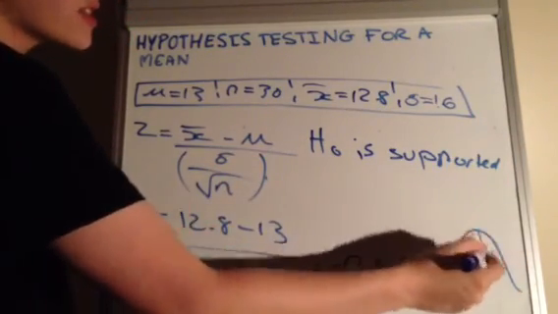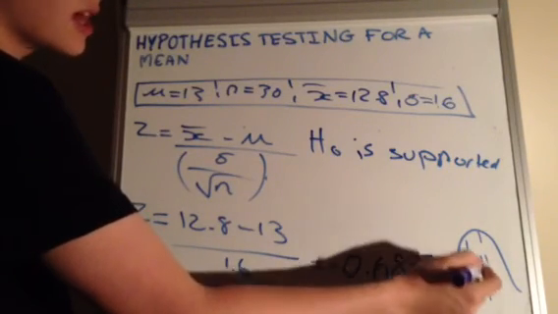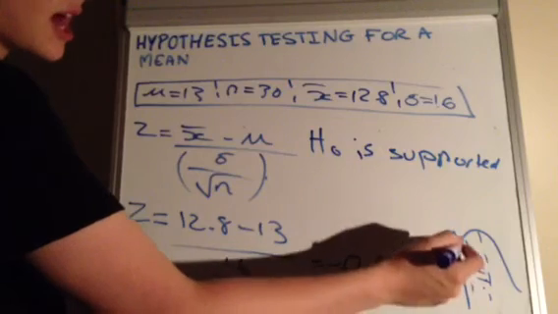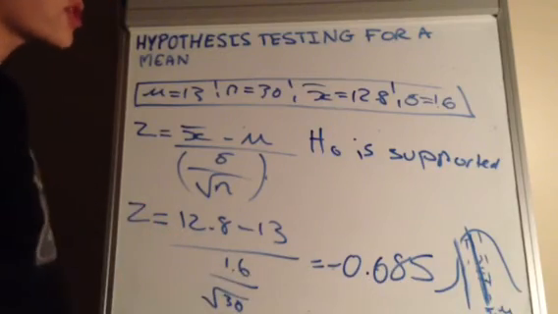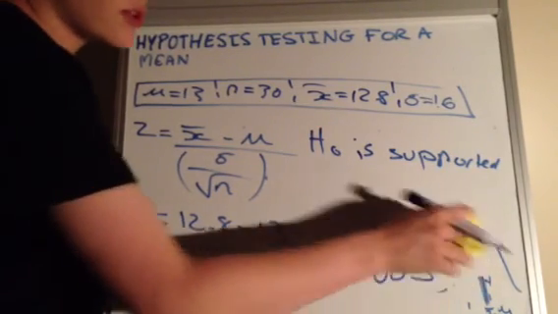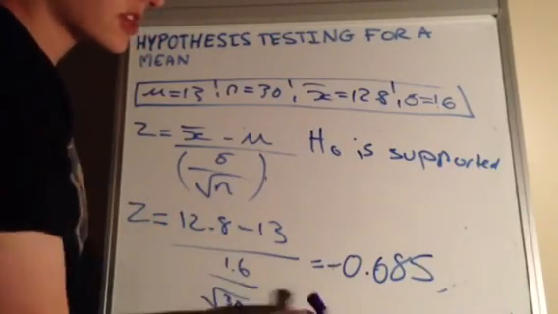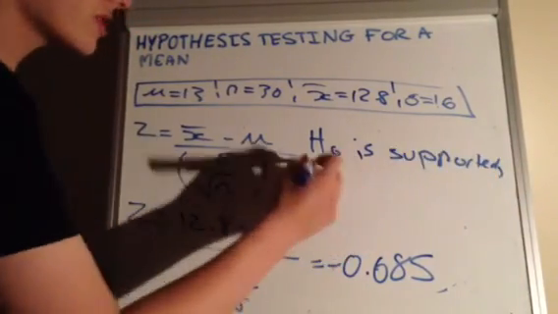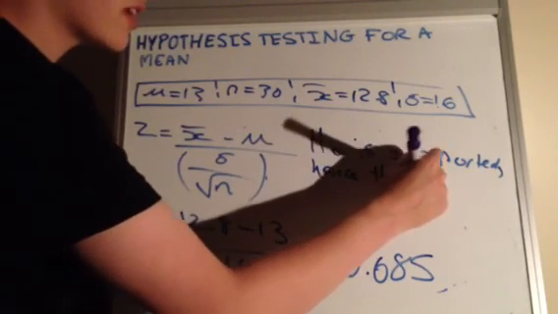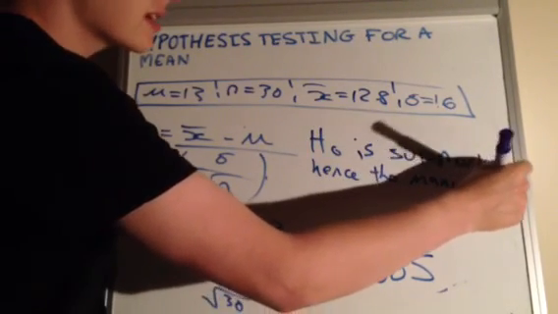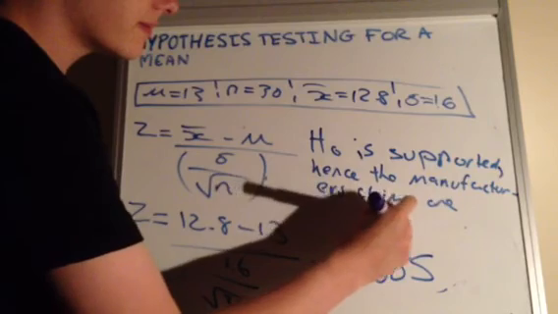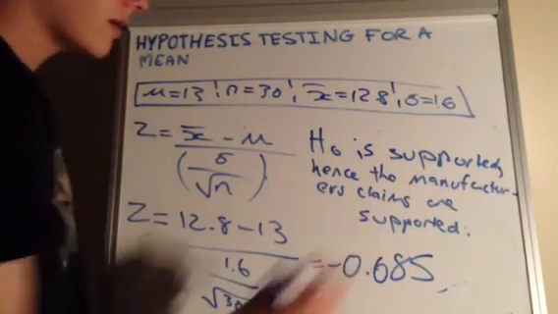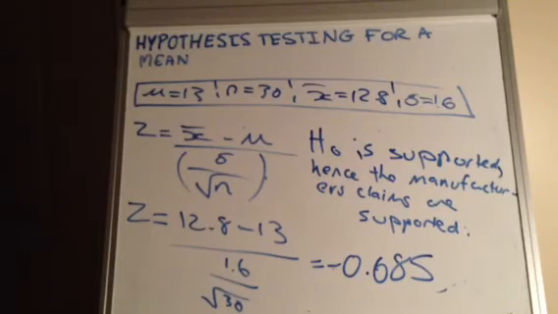If we were to draw it, we can see that one standard deviation to the left would be 34%, and because the z-score is less than one standard deviation, it would lie in that standard deviation there. So we have x bar there, and because it's so close to mu, it's very, very likely that mu is the population mean. H0 is supported, hence the manufacturer's claims about the shaving equipment are supported. And of course, it's possible that the population mean equals 13 shaves.